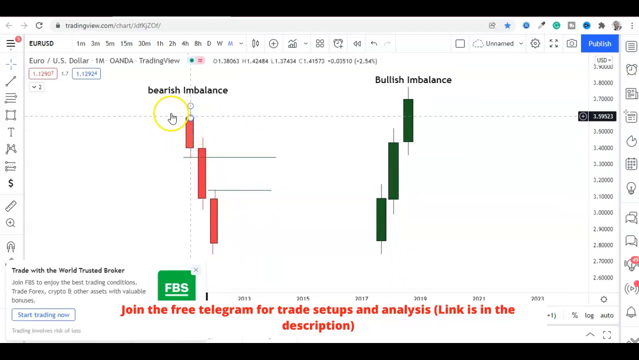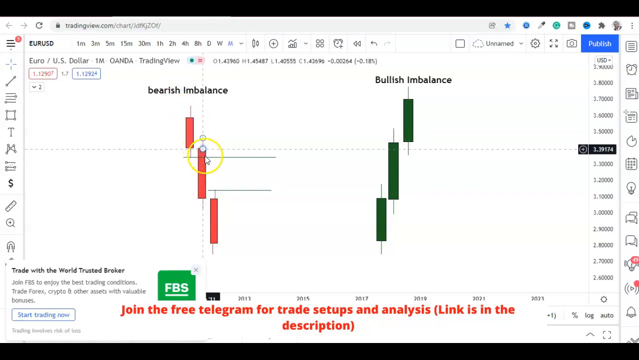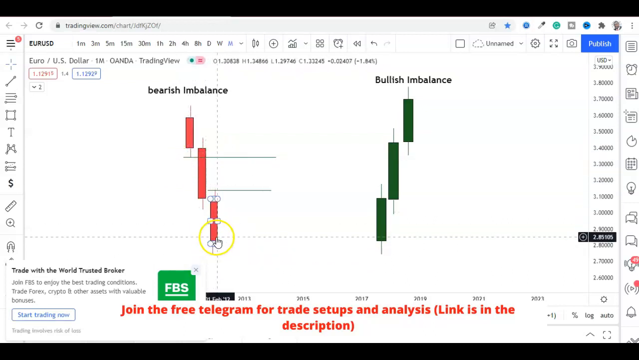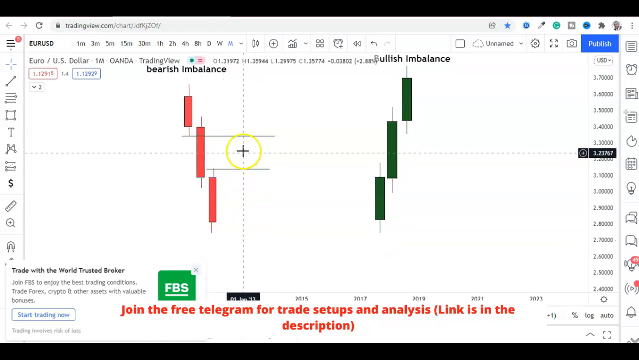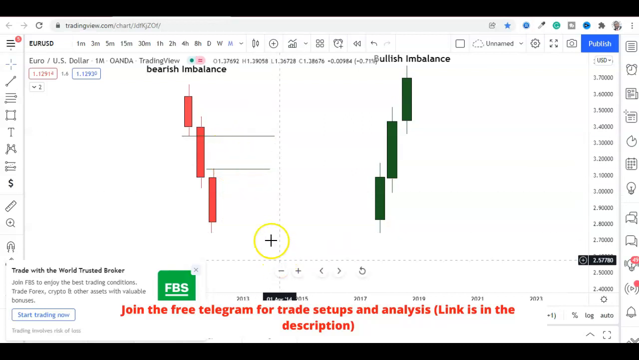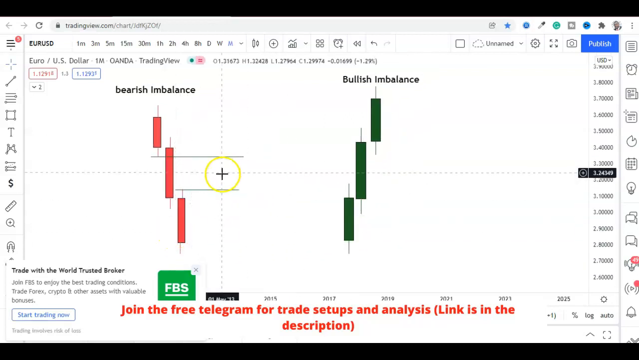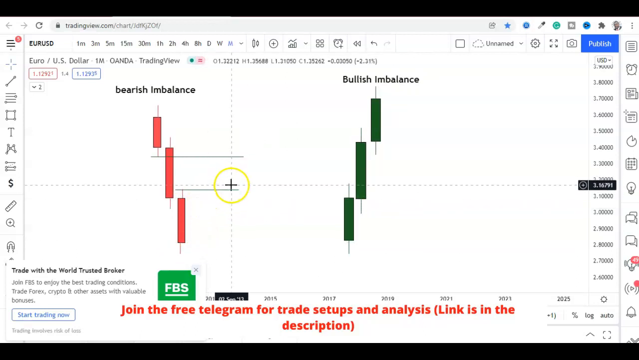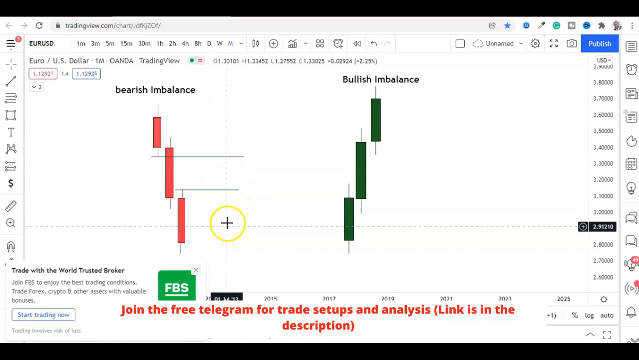The reason for this is that when supply came in here, price moved so fast that it did not fill up some orders. What we are anticipating is that price will come back into this imbalance to fill it up in order to take price lower. We are coming in here to mitigate. If you don't understand the concept of mitigation, I did a video some time back. I will put the link in the description below.